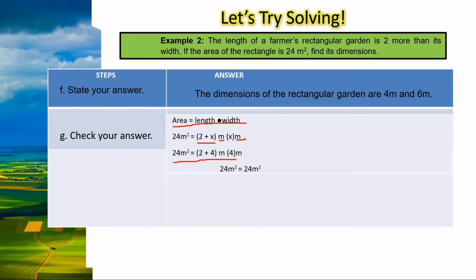Then copy 24 square meters is equal to, carrying out the multiplication operation, multiply. This expression is equal to 6. 2 plus 4 is 6 times 4 is 24. Therefore, your answer is correct.